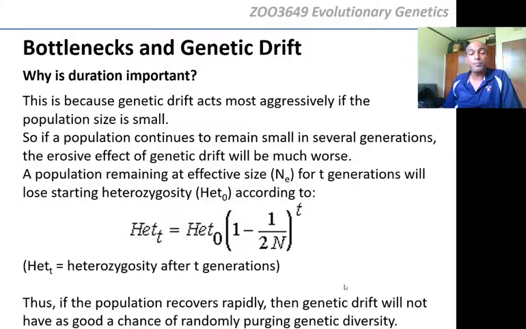Okay, so if a population recovers rapidly, if T is a small number, then the effect of genetic drift will not be high. But if T is a large number and many generations have undergone a bottleneck, then het T is going to be very small compared to het zero. Okay.